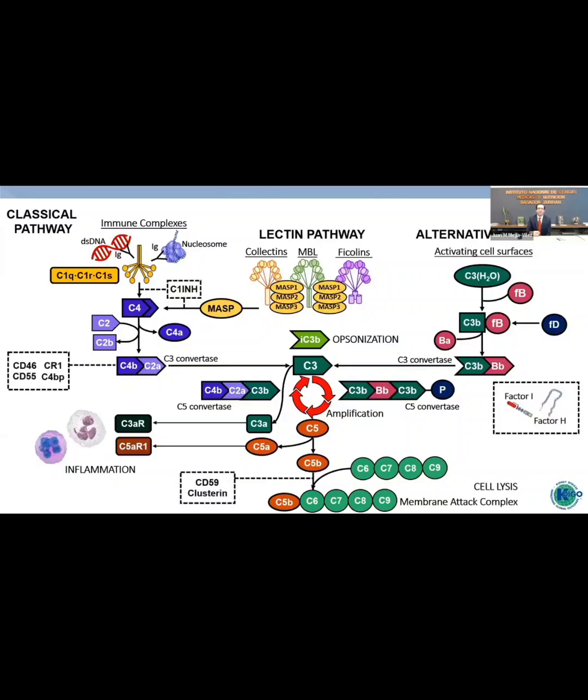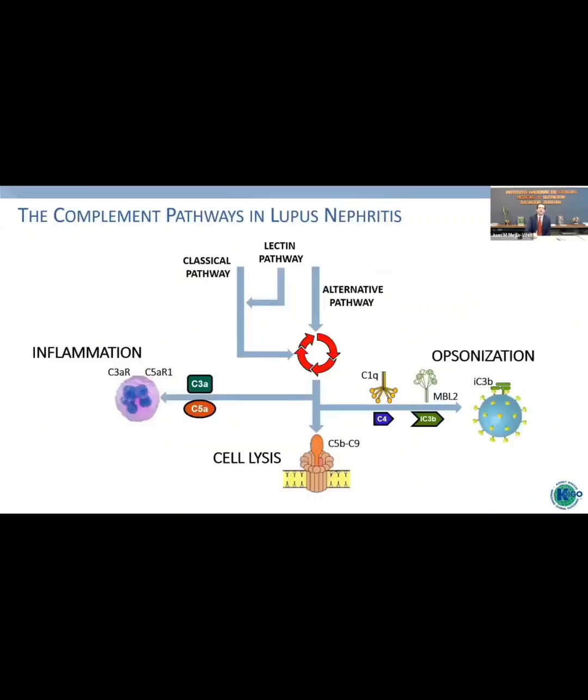And finally, there are multiple inhibitors of these pathways. So this complicated figure can be seen like this, and this is the scheme we will be using during this presentation. You can see above the 3 ways of activating the complement pathway, and below the 3 mechanisms of action of the complement: inflammation, cell lysis, and opsonization.